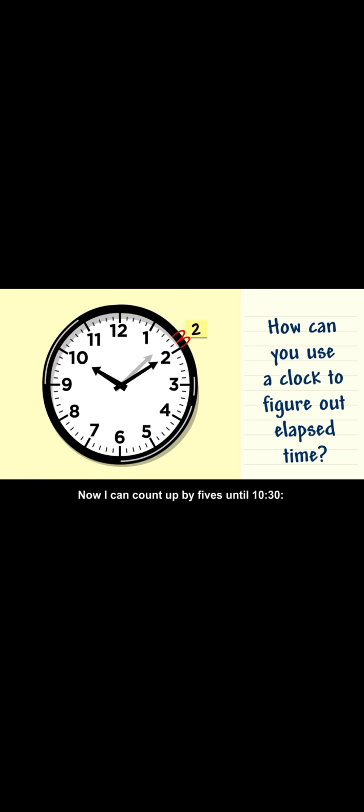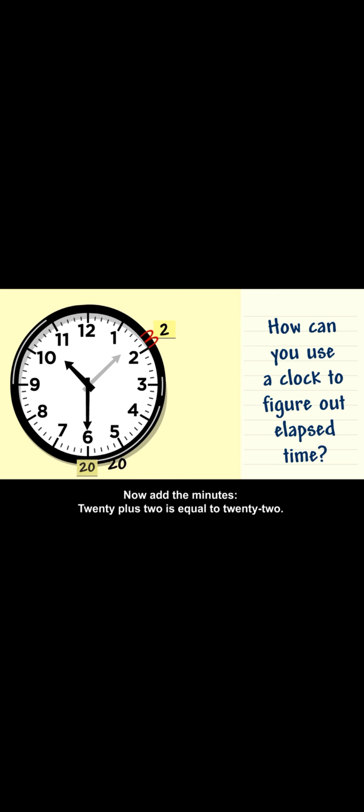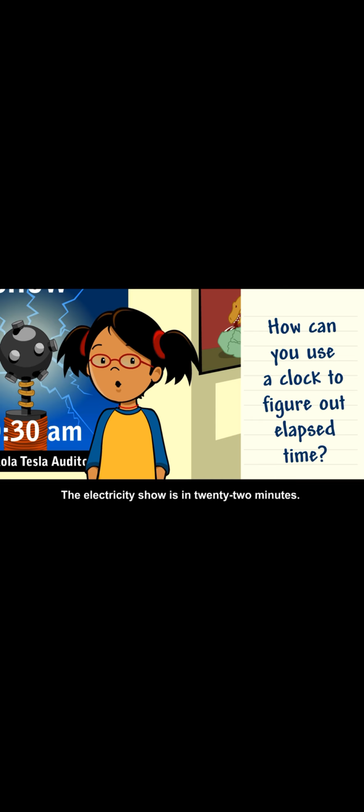Now I can count up by fives until 10:30. 5, 10, 15, 20. Now add the minutes. 20 plus 2 is equal to 22. The electricity show is in 22 minutes.